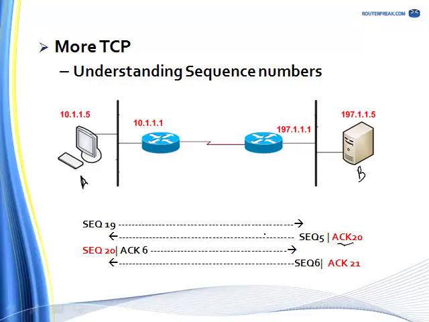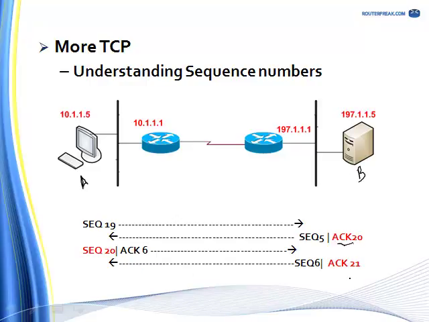Computer B is going to send his own sequence number along with an acknowledgement of the next packet he's expecting to see. So in this case, when packet sequence 19 was sent, computer B is going to send a packet with sequence number 5, and acknowledgement of 20. Computer A sees that and says, okay, I'm going to send my next packet, which is sequence 20, and I'm going to acknowledge with the next packet that I'm expecting, which is number 6.